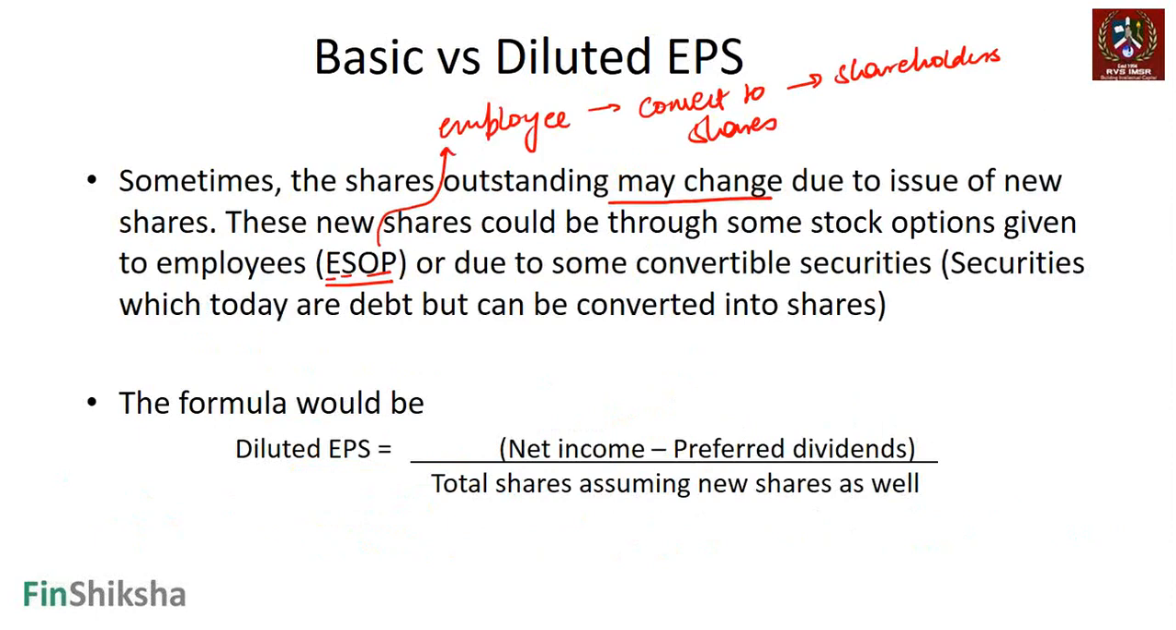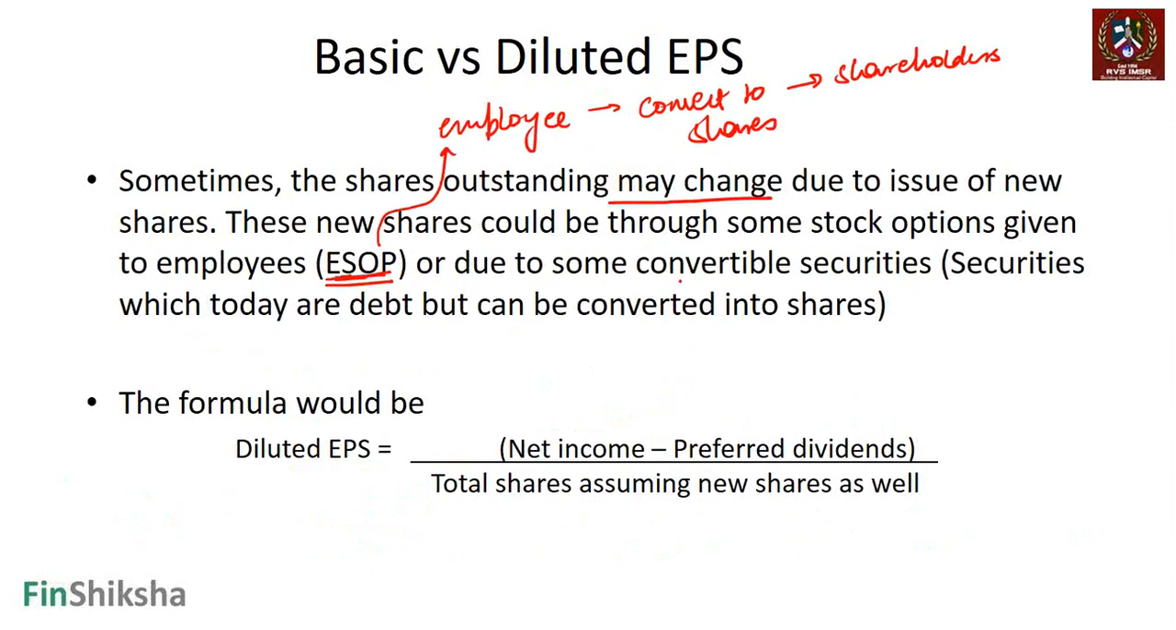Once they become shareholders in the company, they start working probably harder. They start giving more of their effort to the company because their work is going to define the profitability, and their profitability is going to define what is the value they will generate from their company, right? So a lot of companies, in order to motivate employees, give these stock options, and when they get converted, these are shares that will get added to the total shares outstanding, right?